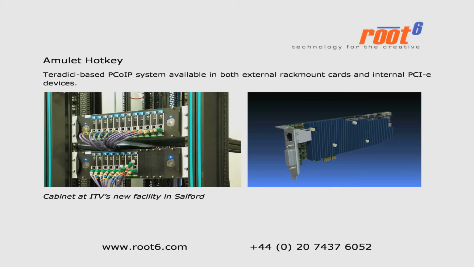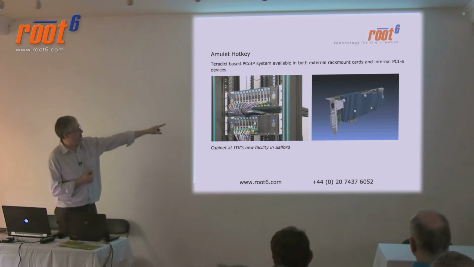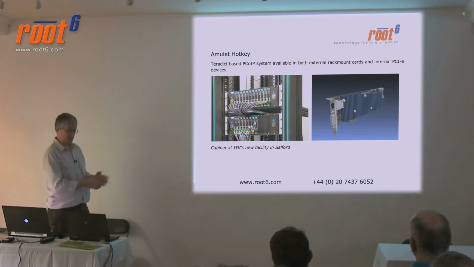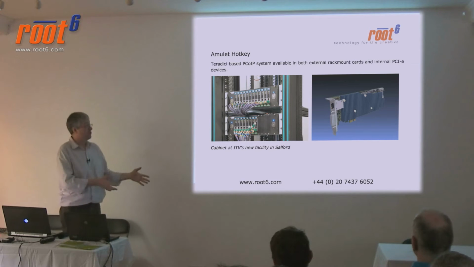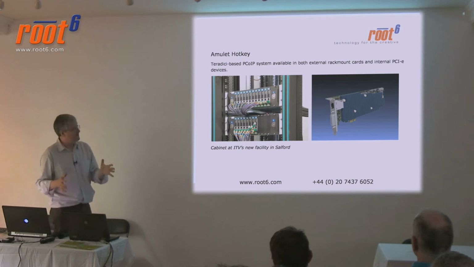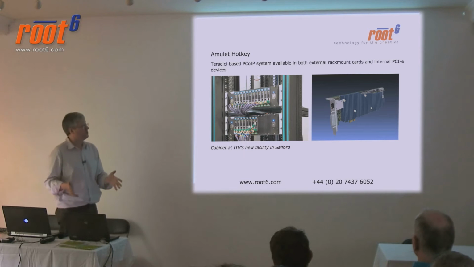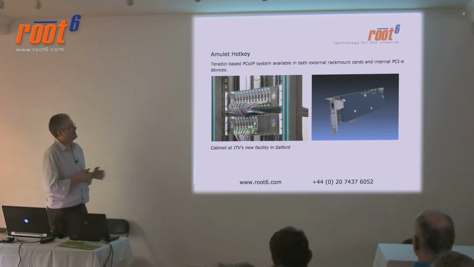So here's a couple of examples of Amulet's product line. On the left-hand side, you can see a photograph from a couple of cabinets at ITV's newest build in Salford, in Media City, in Manchester. And there's a couple of Amulet card cages. Each one of these cards will support a single workstation, a single dual-headed workstation in this case, although they do quad and 8-head workstations. Each one of those cards is getting the workstation in question, be it a Mac Pro, perhaps running Premiere or Avid, or a PC-type workstation, maybe running Smoke or Avid or whatever, onto the Amulet network.